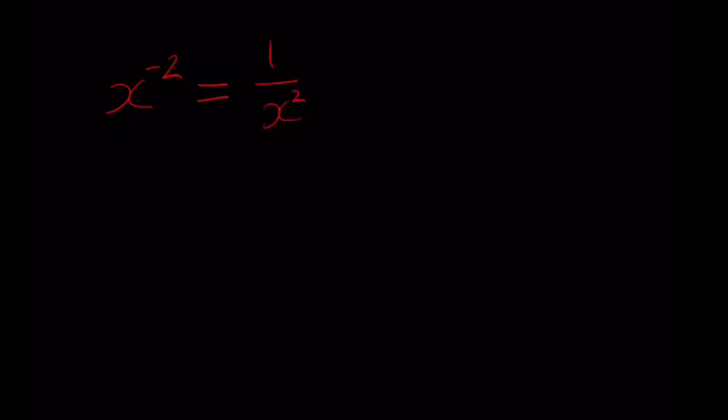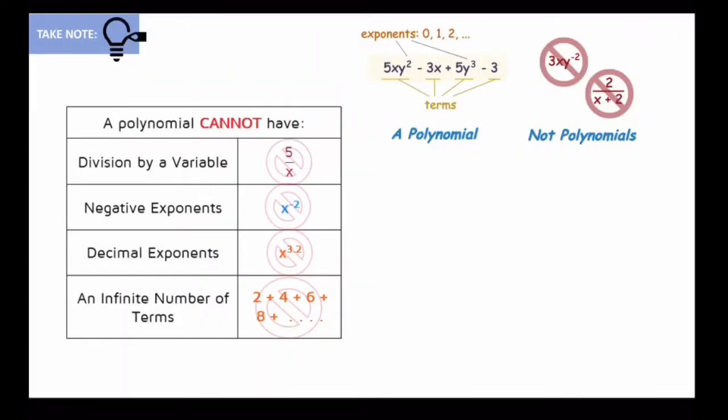These are equivalent. So going back to our sheet here, we can say that if I have x to the power of negative 2, it's the same thing as 1 over x squared, which is division. We cannot have division by a variable. Next, decimal exponents. So over here we have x to the power of 3.2. That is going to be a non-polynomial. An infinite number of terms. So a polynomial will have a finite number of terms.